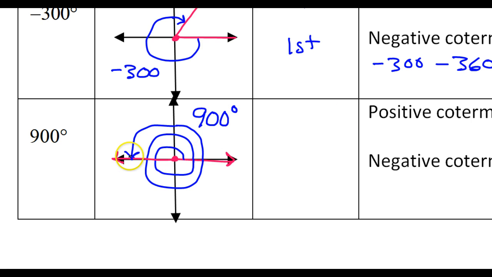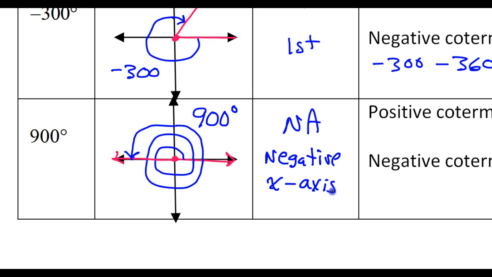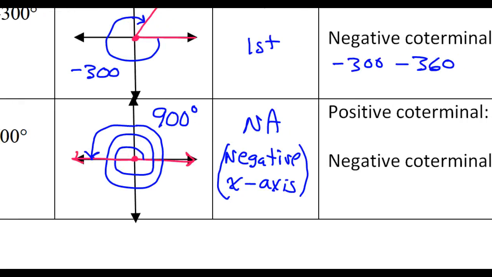And again, I'm not in any quadrant, so there is no quadrant. I am on the negative x-axis. I'm not in a quadrant. What else do we need?